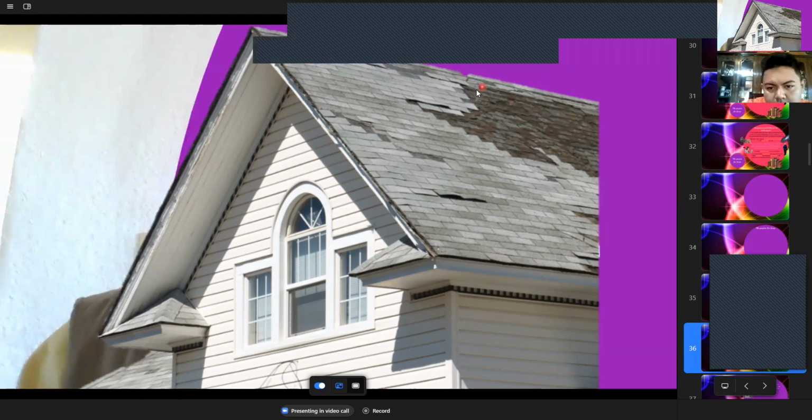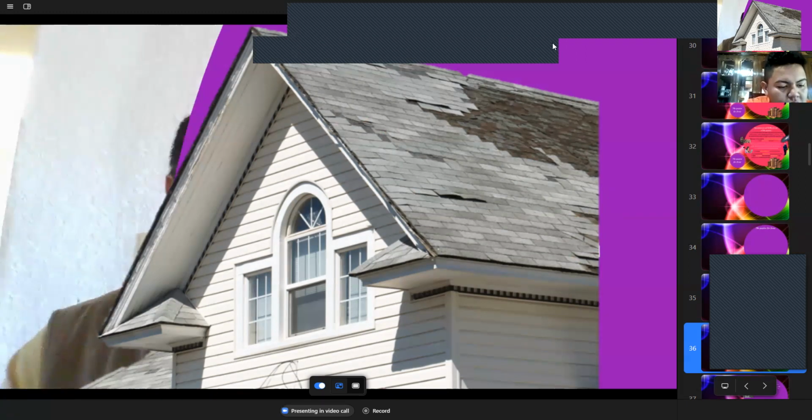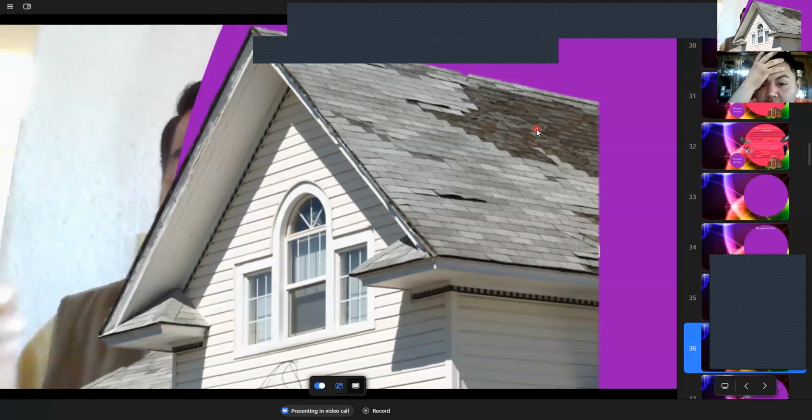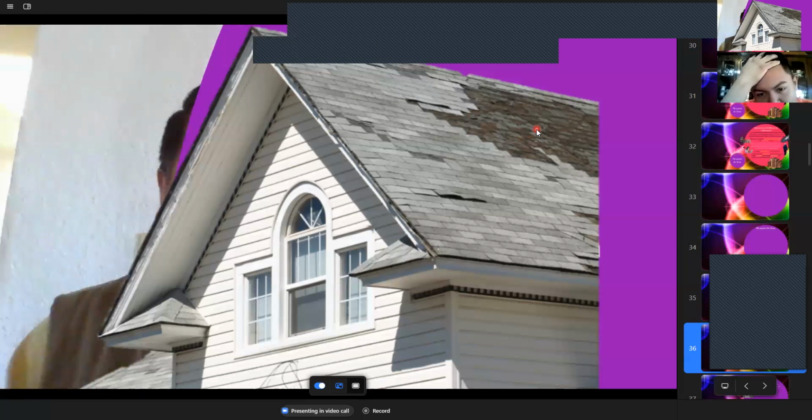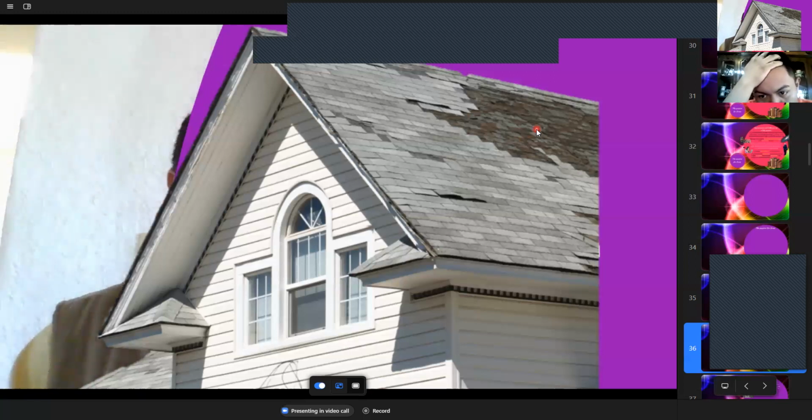Notice the roof. What happened? The house needs some repairs. Yes. Okay.